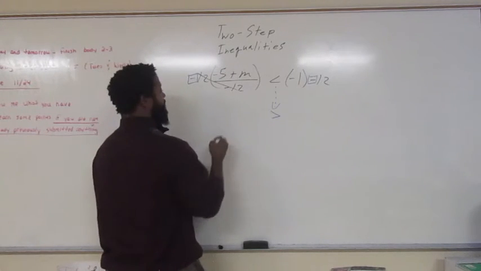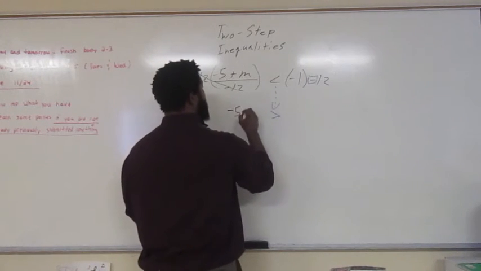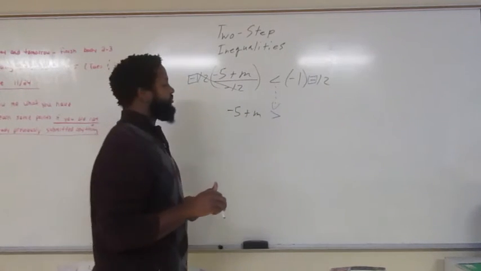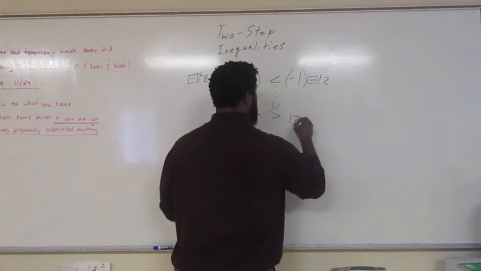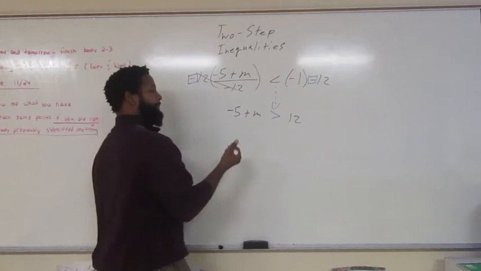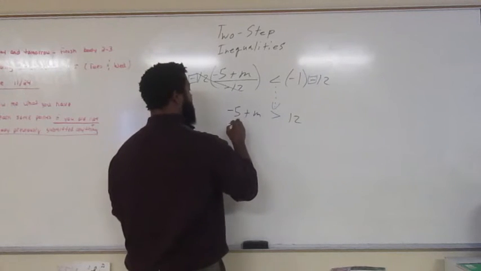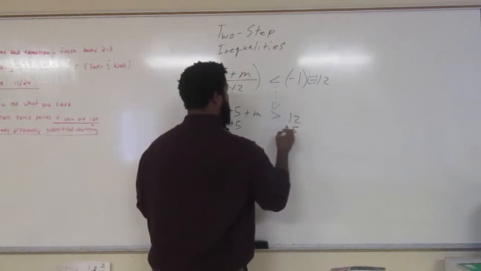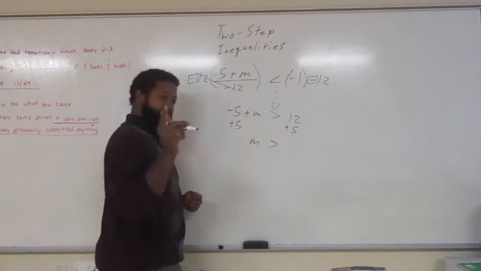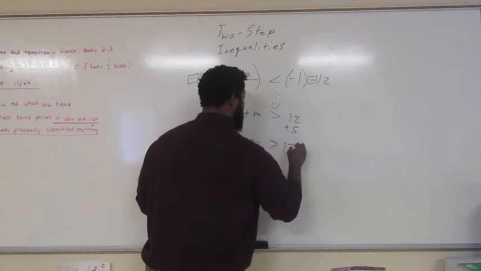These still cancel out though. So we have -5 plus m. What is -1 times the -12? Positive 12. Okay? Get that m by itself. What's happening? We're going to add the 5. All right, m is greater than, what's 12 plus 5? There you go, 17. Okay?